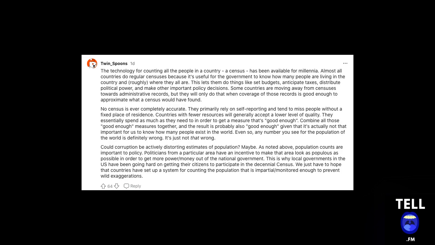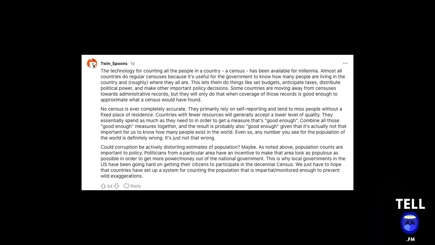The technology for counting all the people in a country, a census, has been available for millennia. Almost all countries do regular censuses because it's useful for the government to know how many people are living in the country and, roughly, where they all are. This lets them do things like set budgets, anticipate taxes, distribute political power, and make other important policy decisions. Some countries are moving away from censuses towards administrative records, but they will only do that when coverage of those records is good enough to approximate what a census would have found.